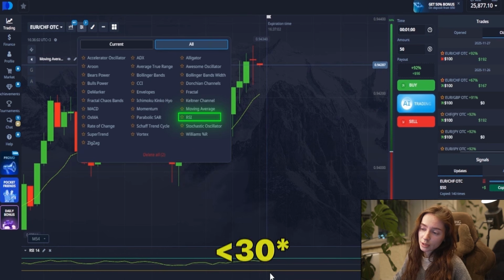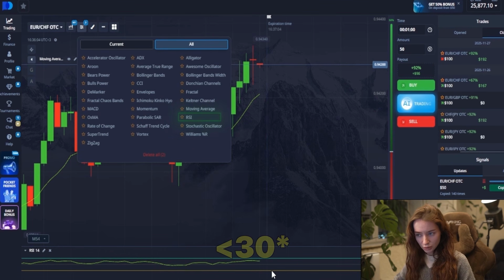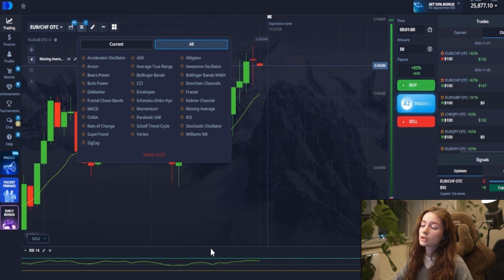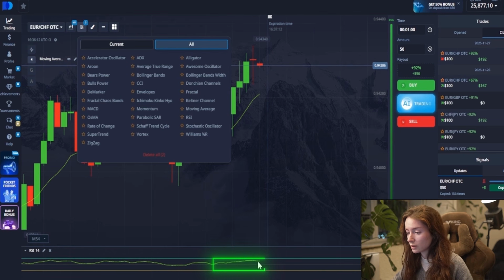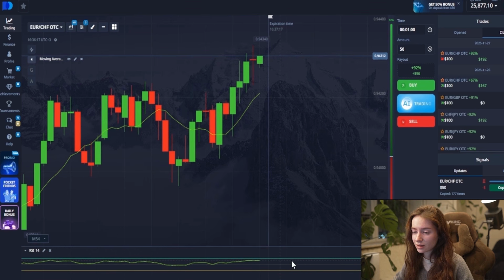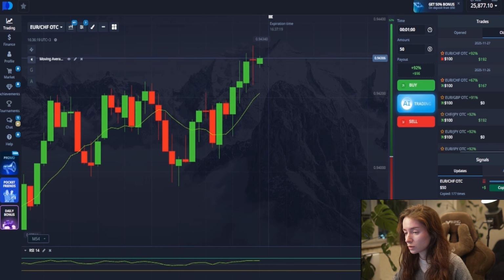This is an oscillator that shows whether the market is overbought or oversold. A value below 30 indicates oversold conditions, a signal to buy. A value above 70 indicates overbought conditions, a signal to sell. As you can see, it's approaching 70, so there's not yet a clear sell signal, but it's getting close.